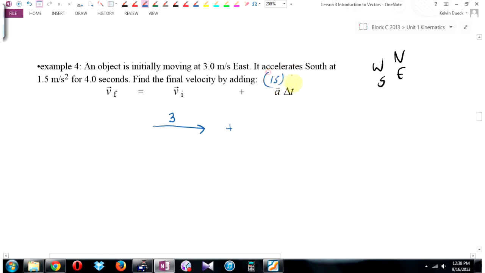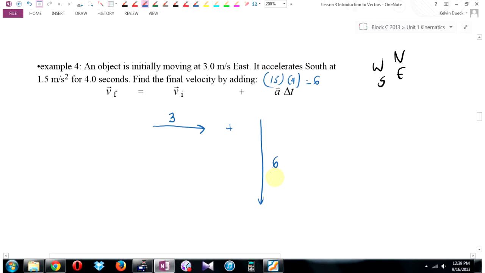1.5 times 4. What's the magnitude of that going to be? 6. What direction? What did you tell me the acceleration direction was? South, and since time is a scalar, it's going to look like this. You know, the equations that we gave you in Physics 11, Jordan, it turns out they still work for funky vector stuff, too.